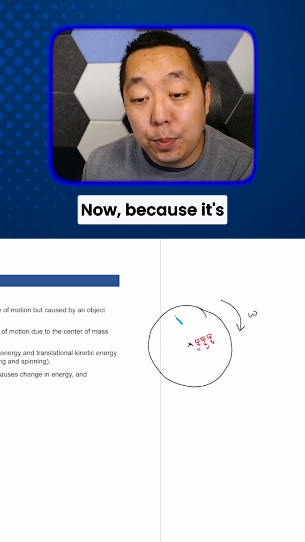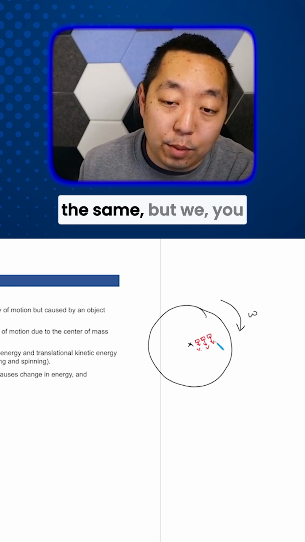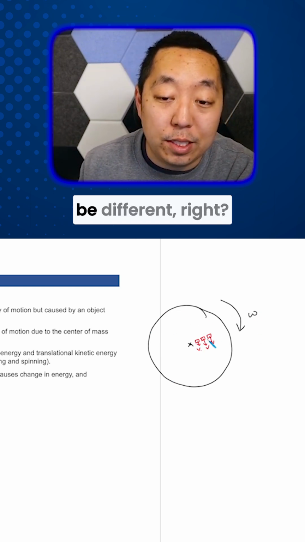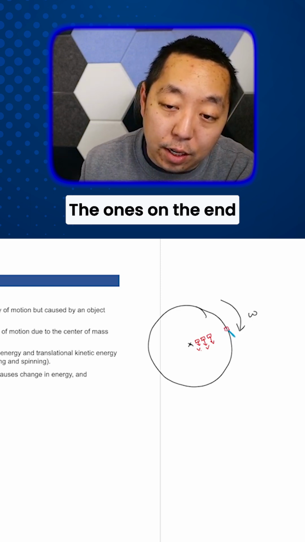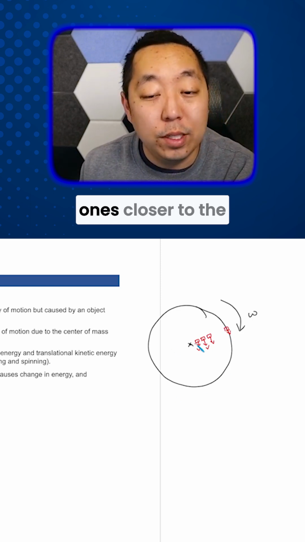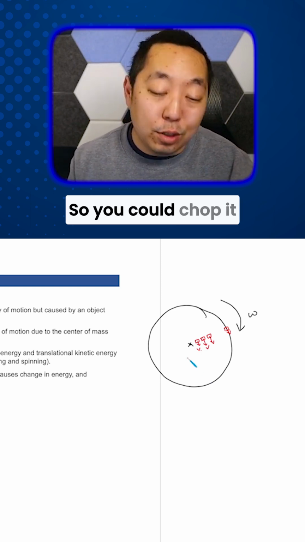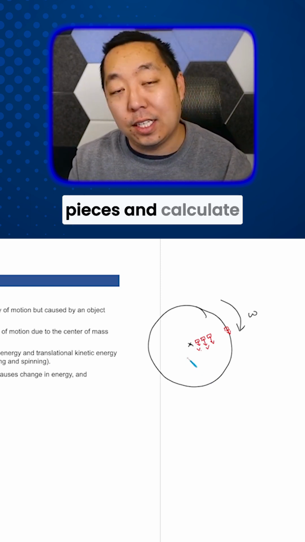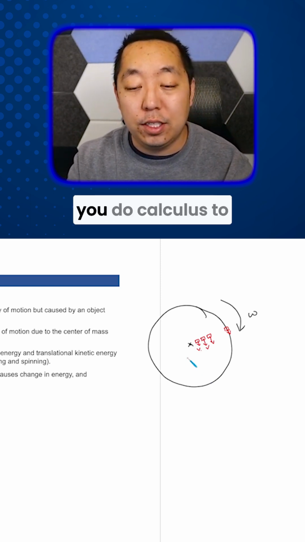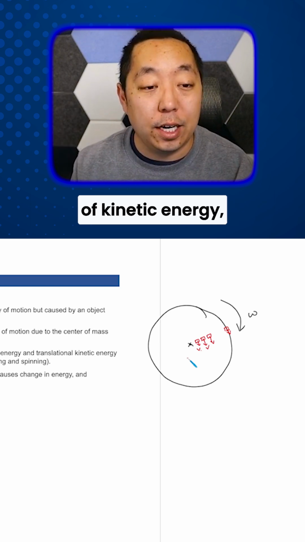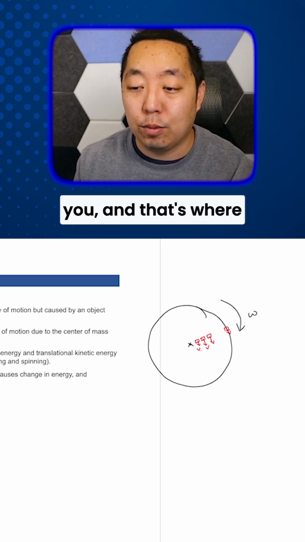Now, because it's spinning, we know the angular speed is the same, but the velocities are actually going to be different. The ones on the end are going to move faster than the ones closer to the center. And so the energy is not going to be the same. So you could chop it up into little pieces and calculate it, integrate it if you do calculus, to get the total amount of kinetic energy, but someone's already done that for you, and that's where the rotational inertia gets to come into play.